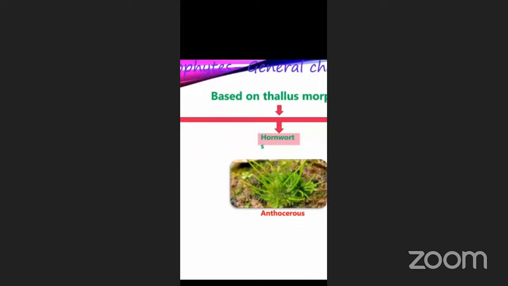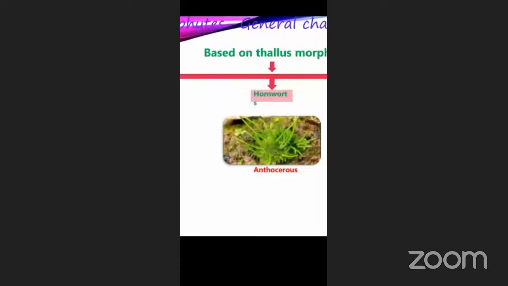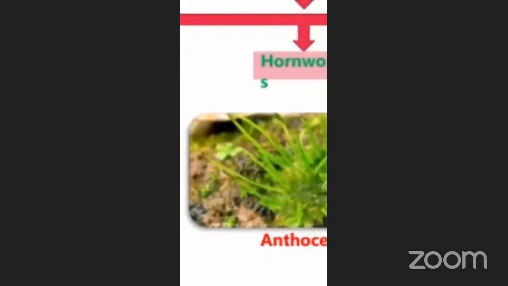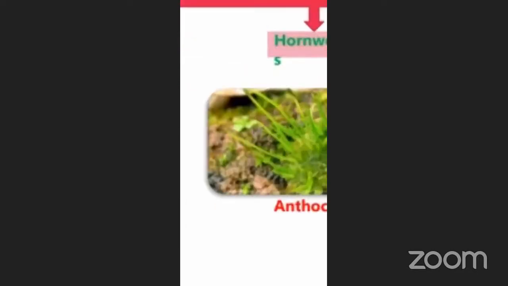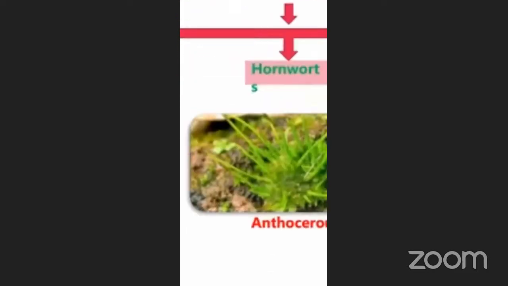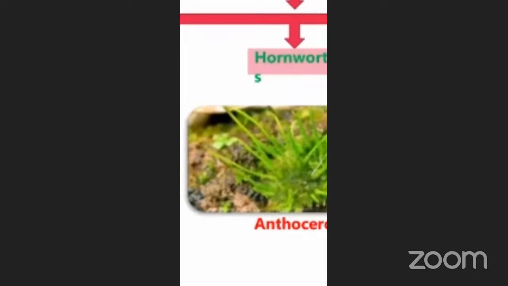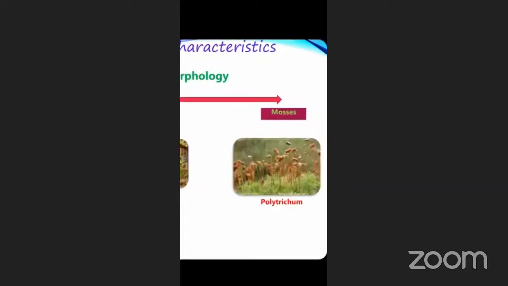What happens here? This capsule is a long, slender structure. When air passes through these plants, the cylinder-like structure slowly moves. Yes or no? The capsule slowly bends, so the spores spread easily. That's why we call them pseudo-elaters: they do not have a hygroscopic nature. Clear? Yes, sir. Okay, thank you.